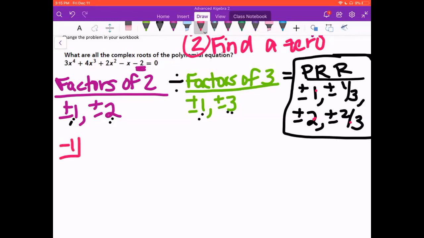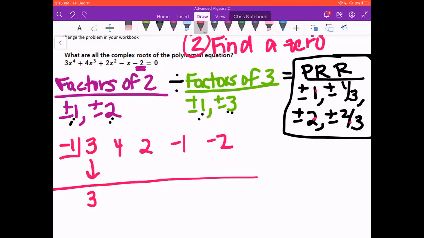Coefficients are 3, 4, 2, -1, -2. Okay, bring down that 3. 1 times 3 is -3. 4 plus -3 is 1. -1 times 1 is -1. 2 minus 1 is 1. -1 times 1 is -1. -1 plus -1 is -2. And -1 times -2 is +2. Oh, look, I have a 0.